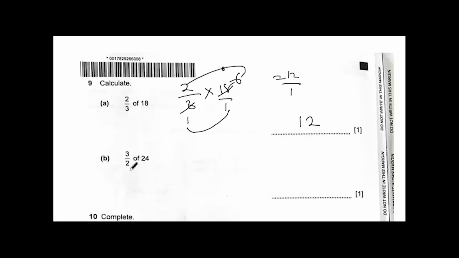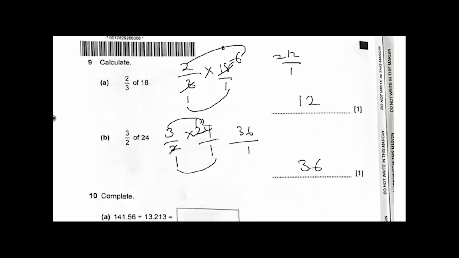The next one is this, 3 out of 2 of 24. So this could be written as 3 out of 2 times 24, which is the same thing as 24 out of 1. So 2 goes in 2 once, 2 goes in 24, 12 times. So 3 multiplied by 12, that is 36, over 1 multiplied by 1, that is 1, which is the same thing as 36. So that is the answer there. So we need to scroll down for the next question.